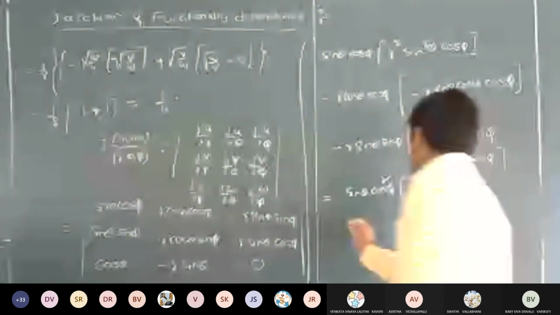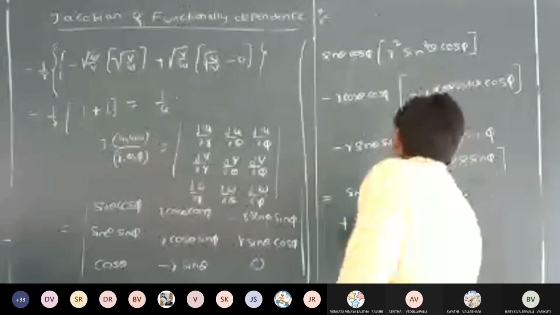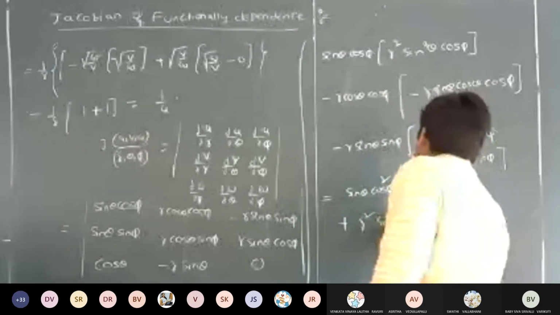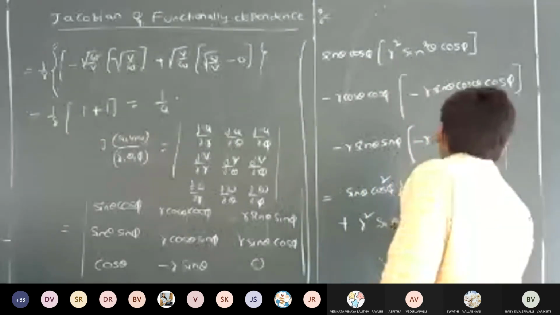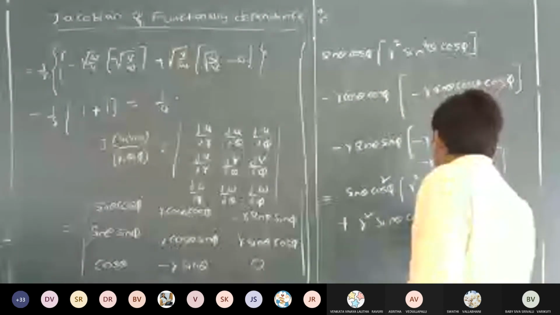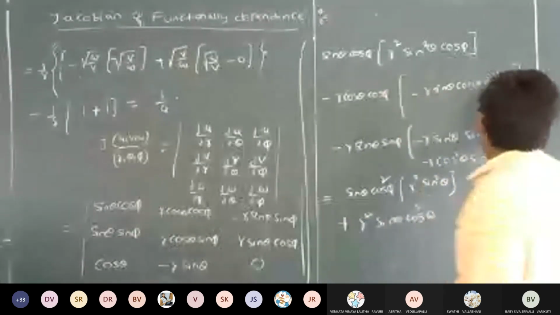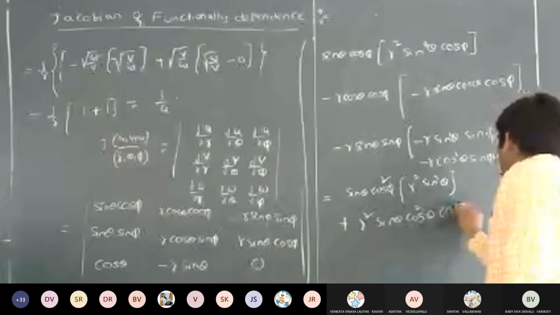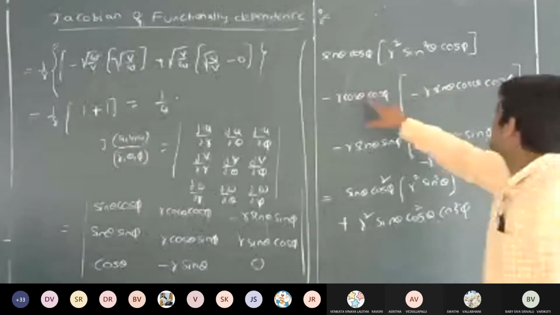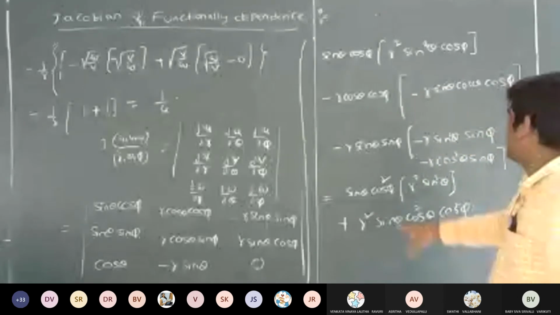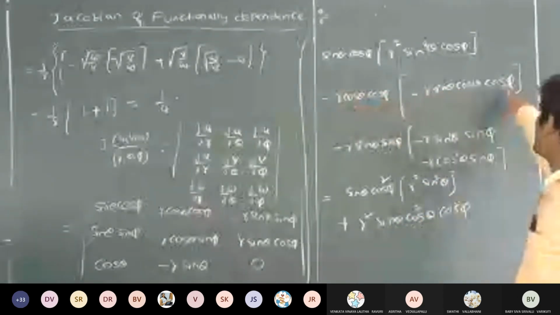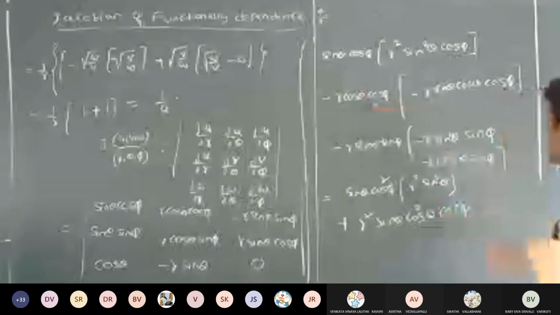Here minus into minus is plus. So this is r square sin theta cos square theta: cos theta into cos theta is cos square theta. Next, cos phi into cos phi, so this one is cos square phi. Observe that r into r square, so sin theta only one term. So that's sin theta cos square theta into cos phi into cos phi, that is cos square phi.